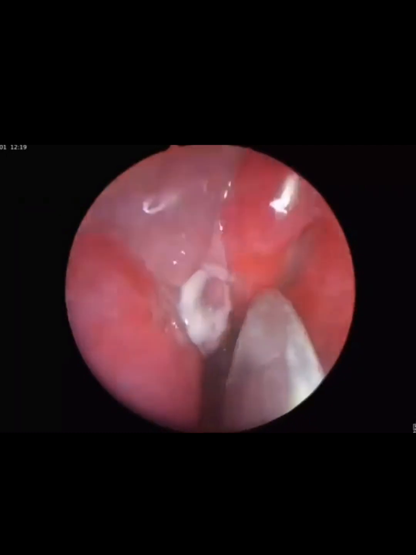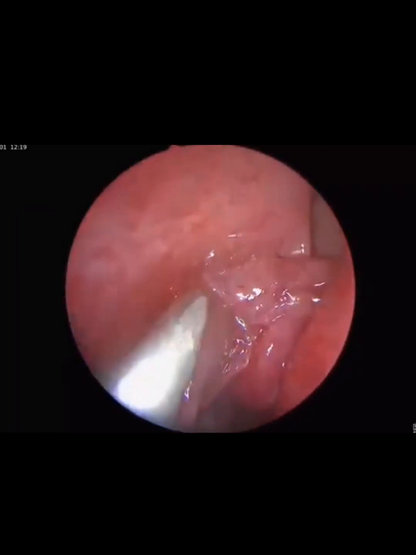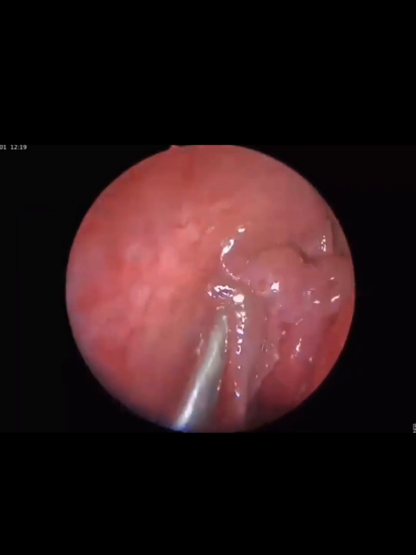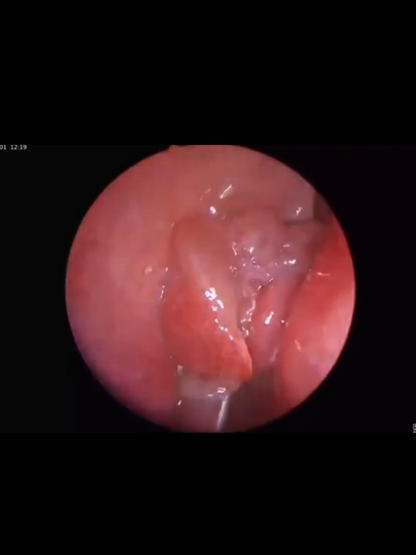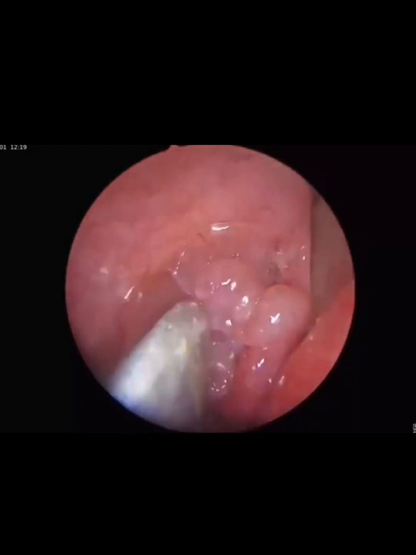This is middle turbinate. This is extensive polyp. No uncinate is visualized here. So the first step is to debulk the polyp, to delineate the anatomy.